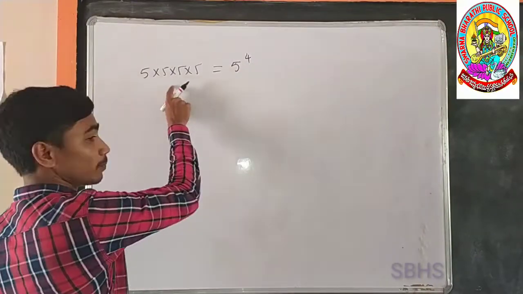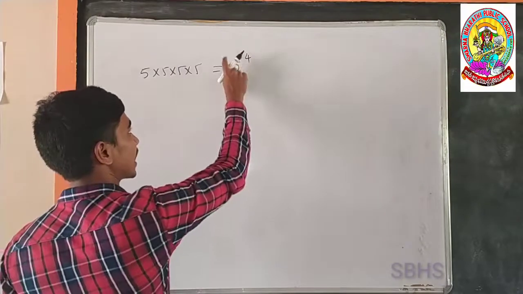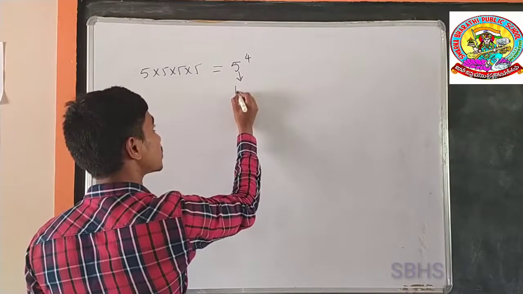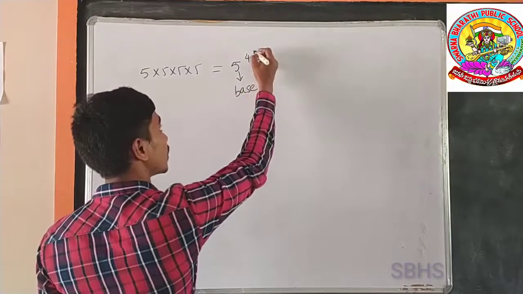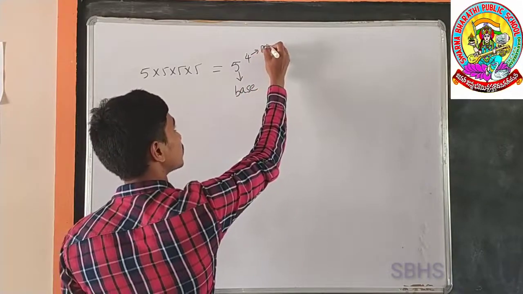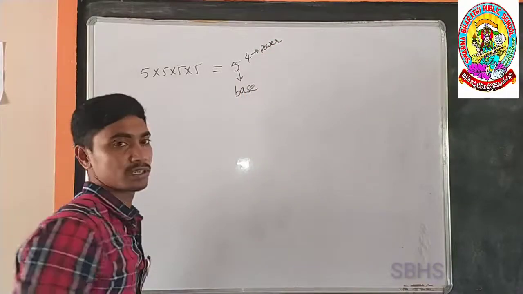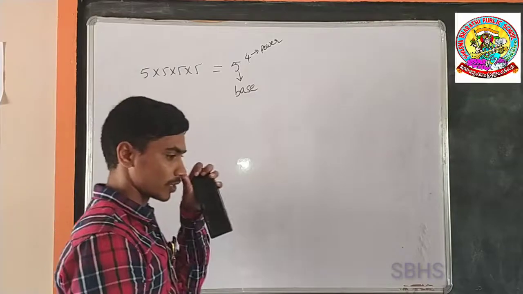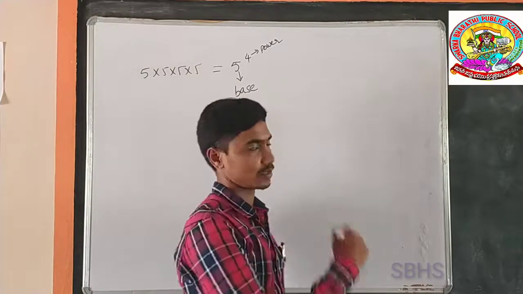When a number is multiplied repeatedly, it should be represented in the exponential form. Here 5 is called the base and 4 is called the power. We read it as 5 to the power of 4. So most numbers can be expressed in the form of exponents.